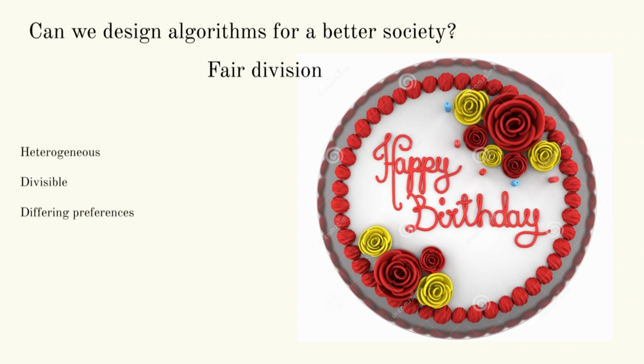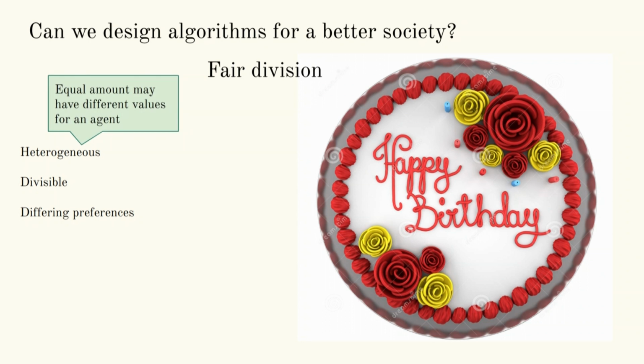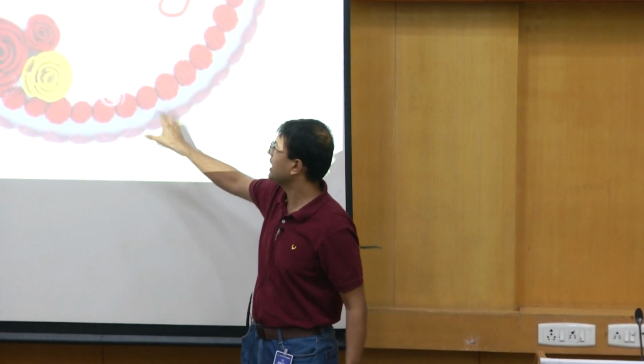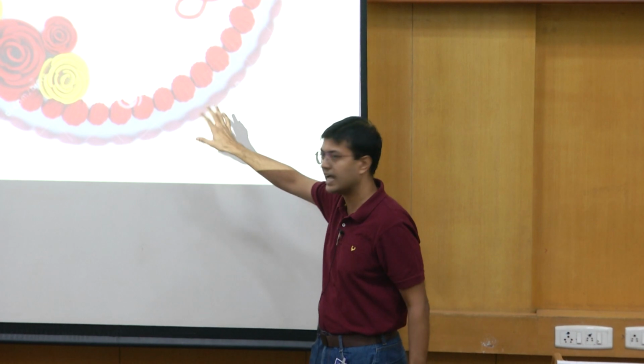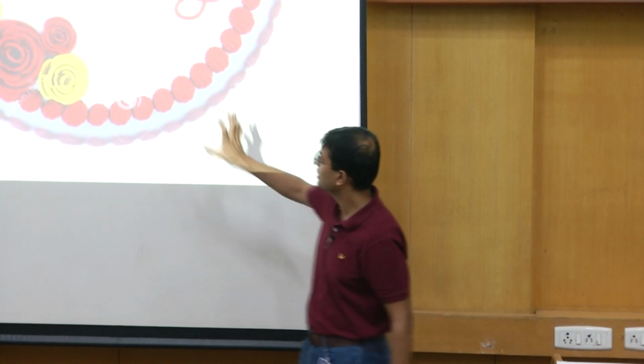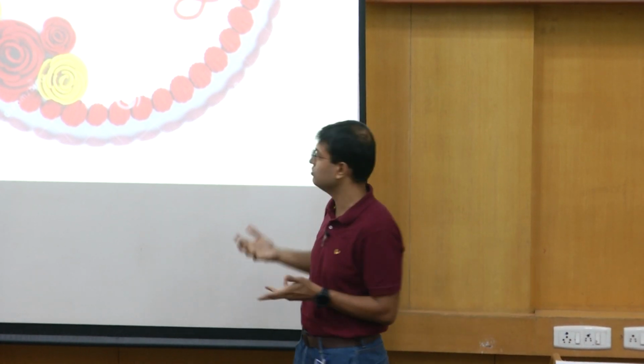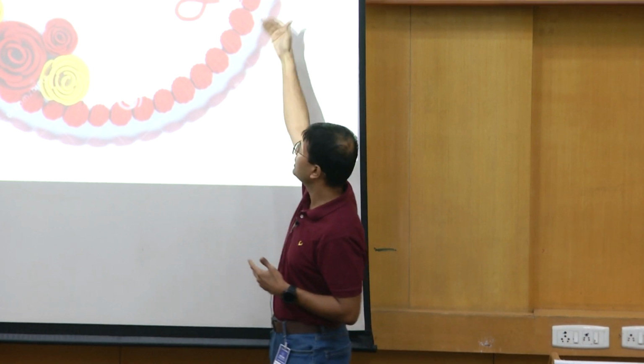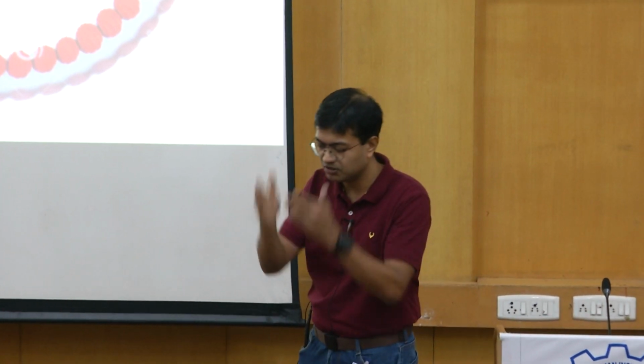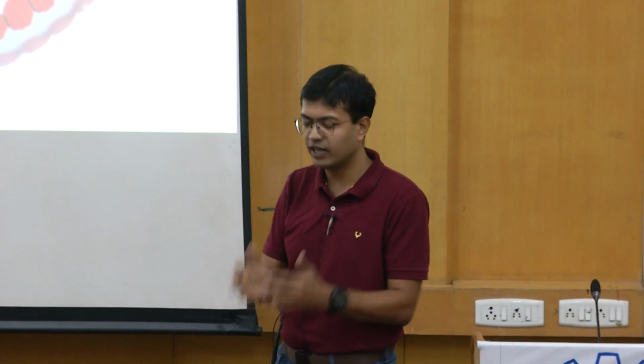What is assumed for this resource is that it is heterogeneous, which means that if I cut a piece here and cut the same sized piece somewhere else, because maybe this piece has some cherries on top of it or it has more chocolate and you like chocolate, that piece has a different value, different happiness for you than something which does not have them, right? So it may always happen that you cut the same sized piece, but you like one piece over the other. So that is heterogeneity in the resource.